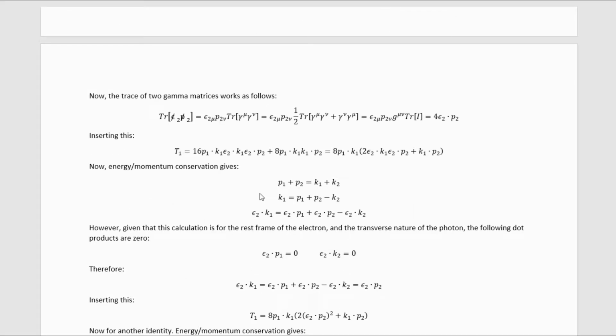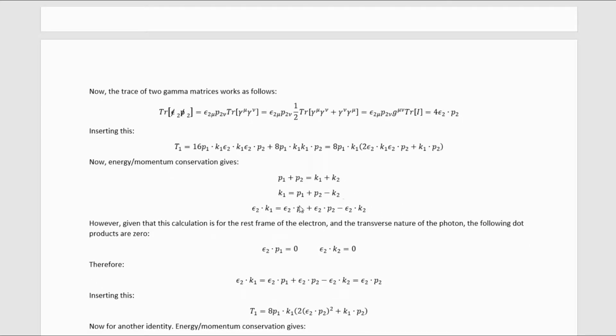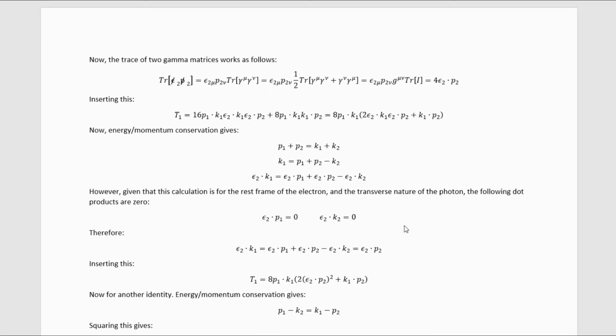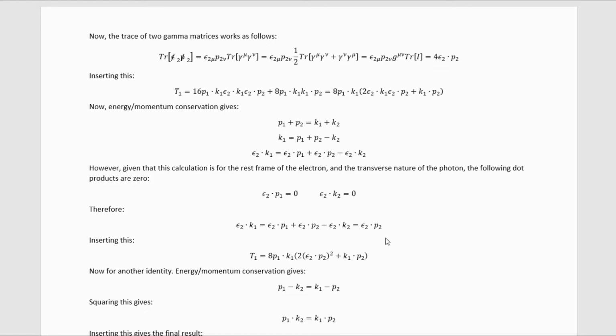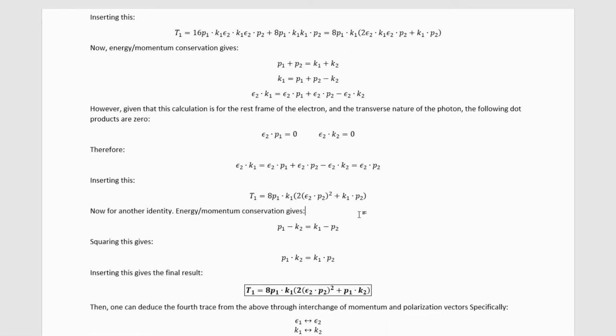We can then use energy/momentum conservation to prove a useful relationship for simplifying this further. Here is the energy-momentum conservation relation. If we do some subtraction and then dot this with epsilon2, and then remember that these two dot products are 0, we can ultimately prove this relation, which helps us simplify this thing down to that. We can then use energy and momentum conservation again with this subtracted version of the relation. We can square it to get this after simplification, which we can substitute into T1 to ultimately reduce it to this quantity here.